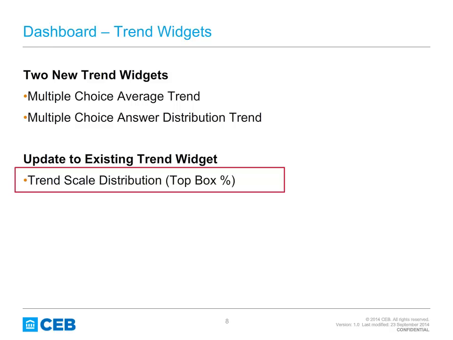This last widget we'll take a look at in our dashboard series is an update to our existing widget called the Trend Scale Distribution Top Box Percent widget. This widget is an existing widget that formerly did not have the ability to look at data by form type, but with this new enhancement, you'll be able to see data in terms of form type.